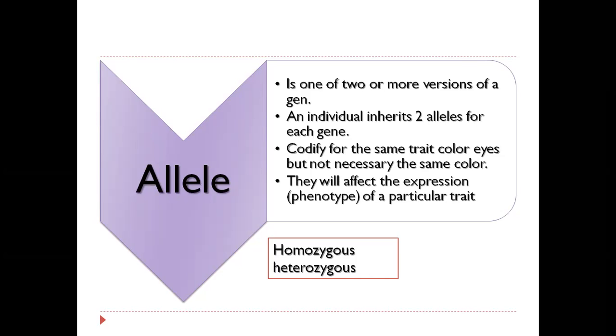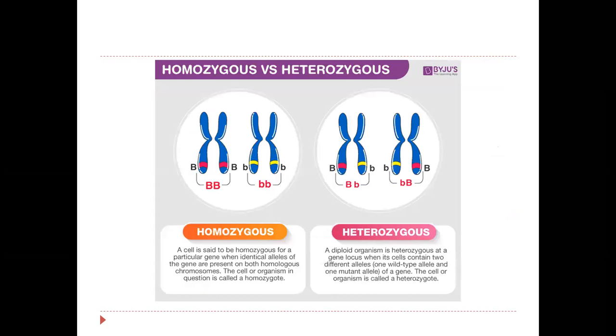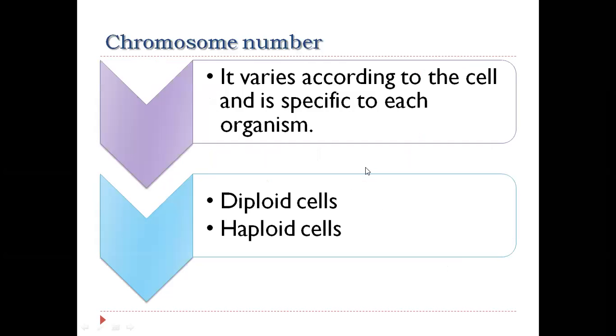So we have homozygous and heterozygous chromosomes. The homozygous chromosomes, as you see here, have the same gene version: capital V, capital V, or lowercase b, lowercase b. But the heterozygous have two versions of the gene. One is capital V, or pink here, and one is lowercase b, or yellow.